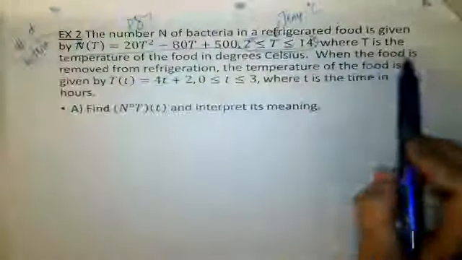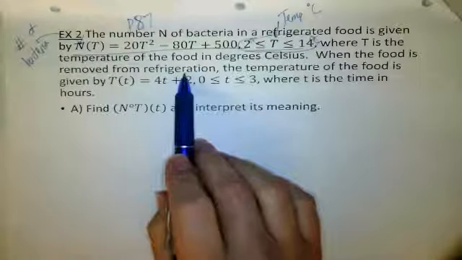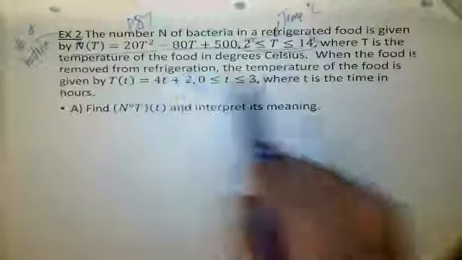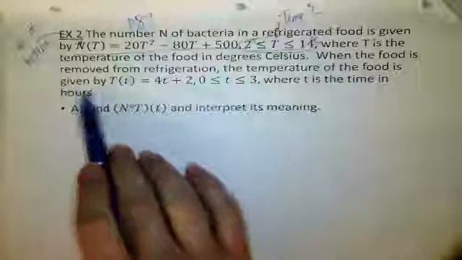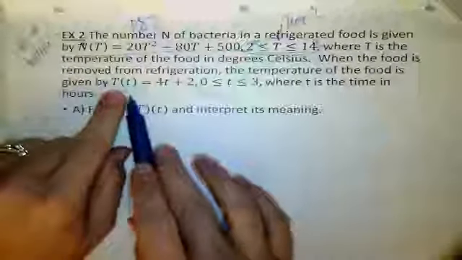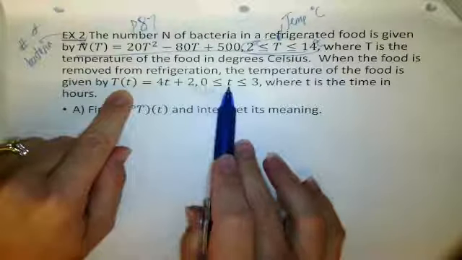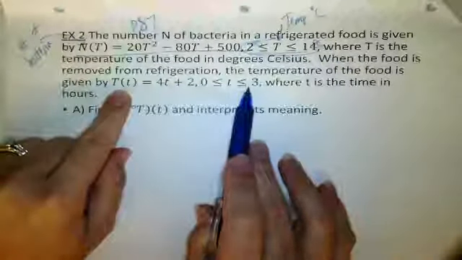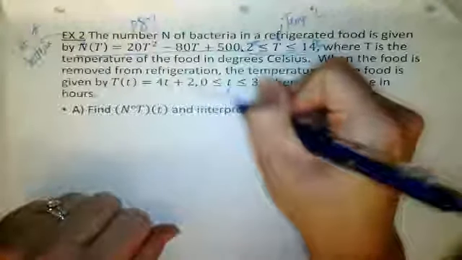Then, when the food is removed from refrigeration, what do you do when you remove food from refrigeration? You put it on the counter, right? Okay. You sit it on the counter, you start eating it, whatever, you dish it up, okay? The temperature of the food is given by T of little t equals 4t plus 2, where little t is between 0 and 3. What does little t stand for? Time in hours.